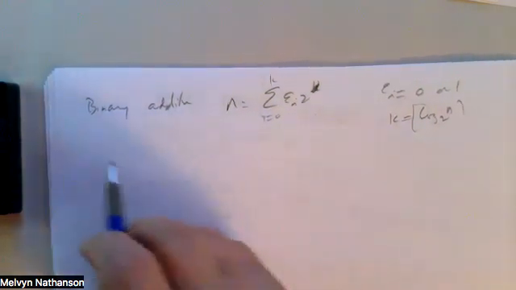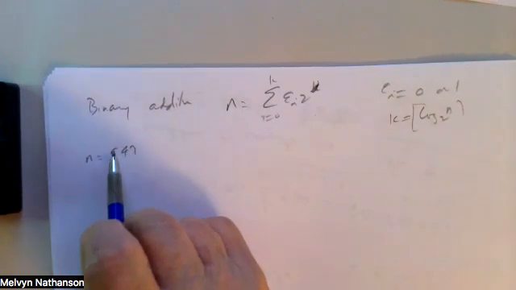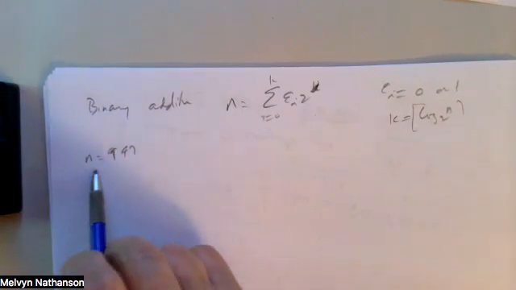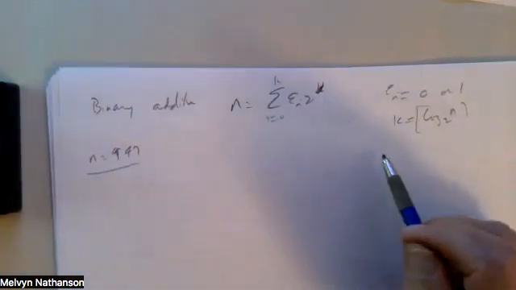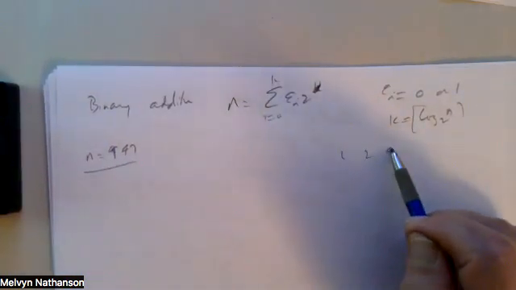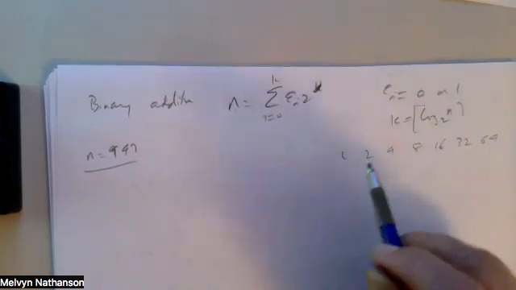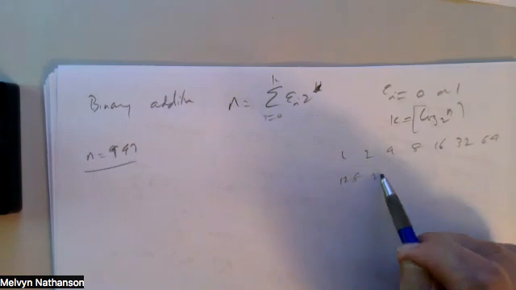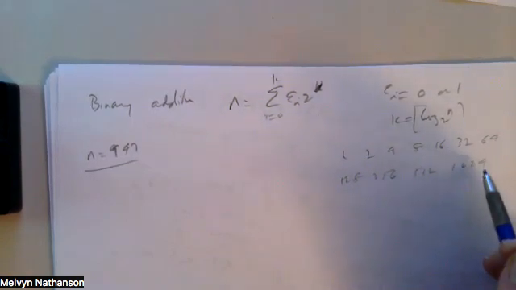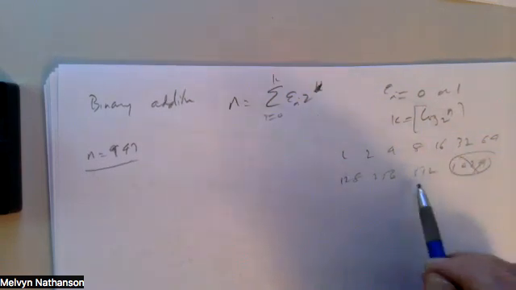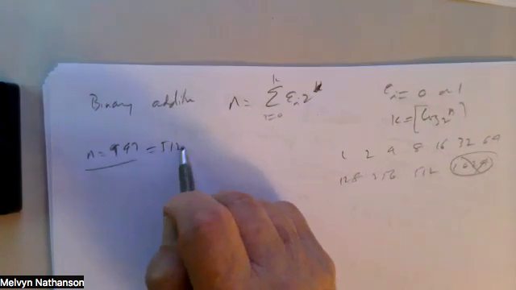Let's see. Suppose n is 947. This is just an example in the text. How do we write 947 in binary? What are the powers of 2? 1, 2, 4, 8, 16, 32, 64, 128, 256, 512, 1024. This was already too big, so the largest power of 2 will be 512.